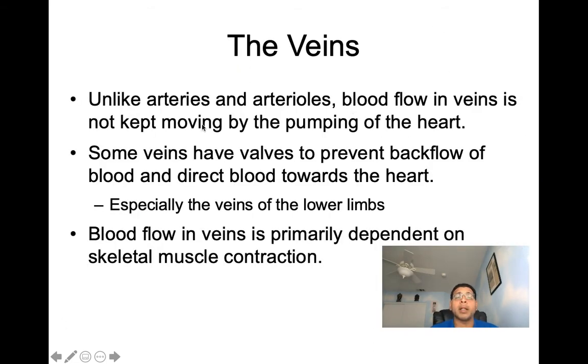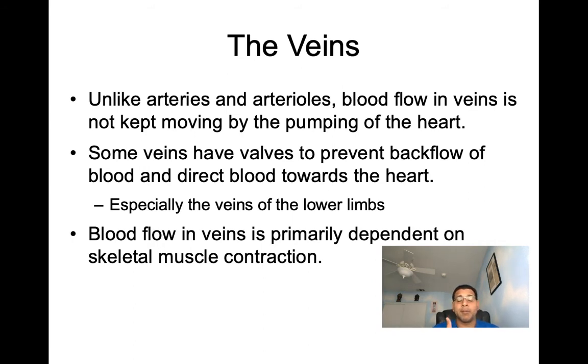So here we can see that unlike arteries and arterioles, blood flow in our veins is not kept moving by the pumping action of the heart. That pressure is going to be significantly low by the time it gets to the veins. Some veins, we said, have valves that are going to prevent backflow, especially the veins in our lower limbs, right? The veins that are going to be working against gravity. Blood flow in the veins is primarily dependent on our skeletal muscle contraction, because we'll see the placement of our veins is found between skeletal muscle.